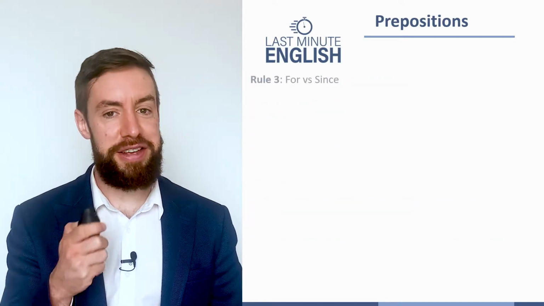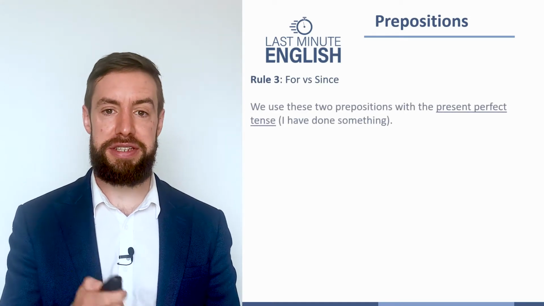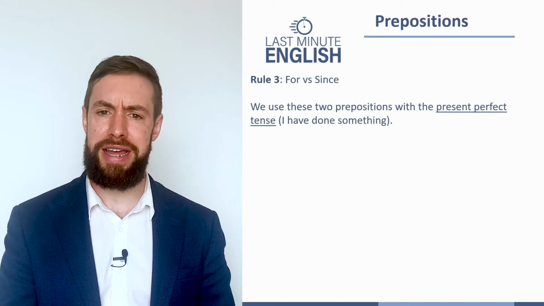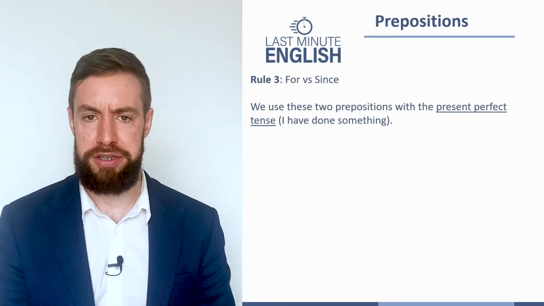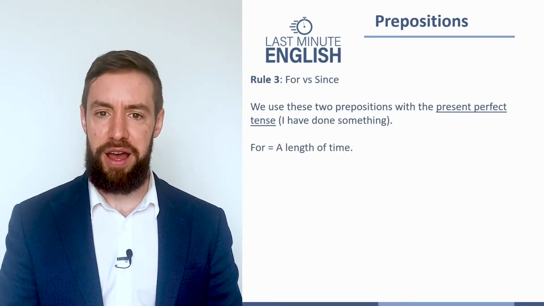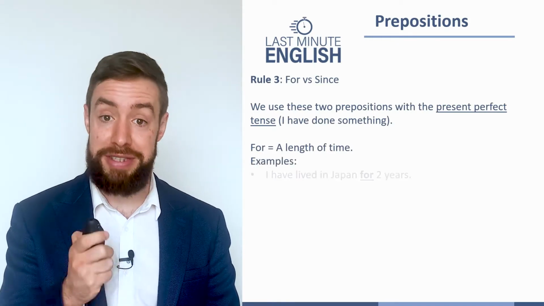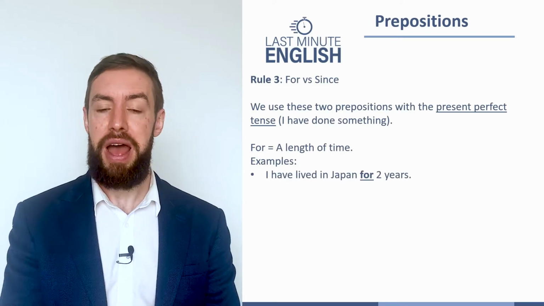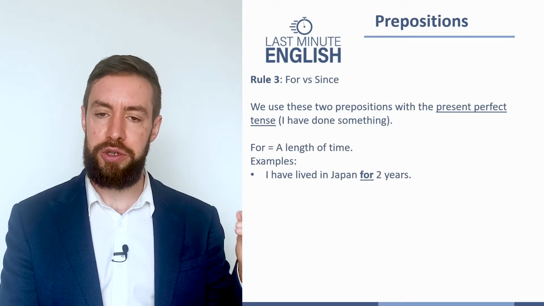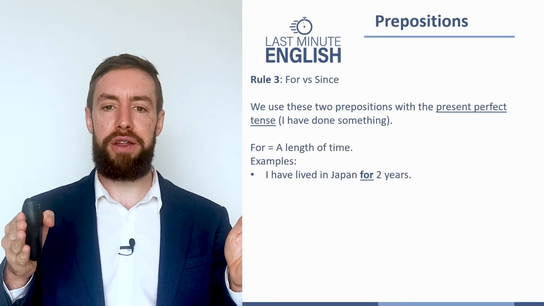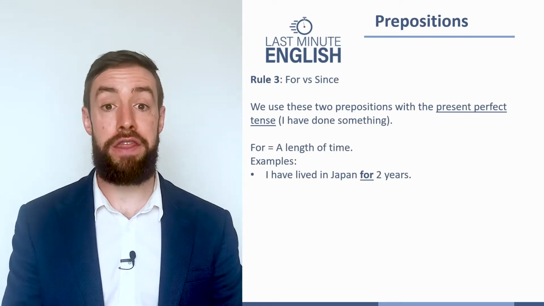The next one we're going to look at is a very common one. It's for or since. Okay, now this is usually with the present perfect tense. That's like, I have done something, I have eaten something, I have finished something. Okay, so let's see how we should use for. For is for a length of time, all right? So for example, I have lived in Japan for 2 years. So I started living in Japan 2 years ago, and the time has gone on, and now I have been living in Japan for 2 years. That's the length of time.